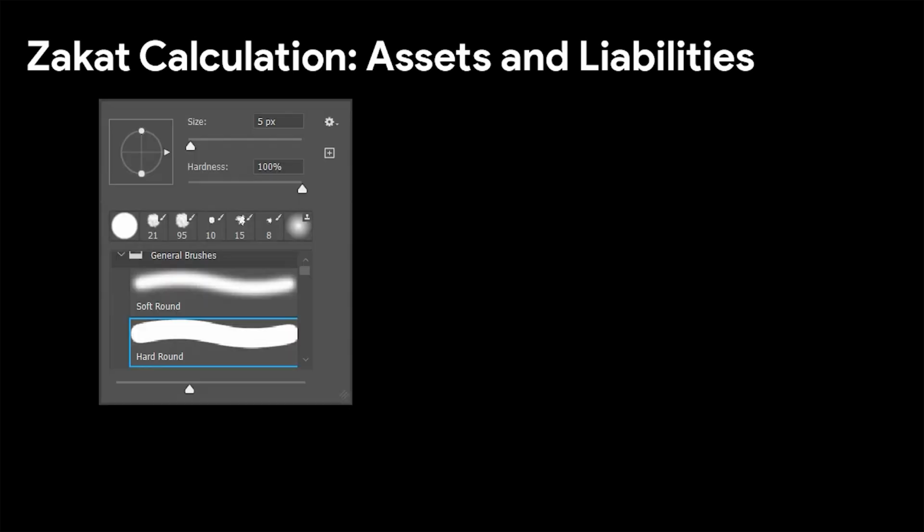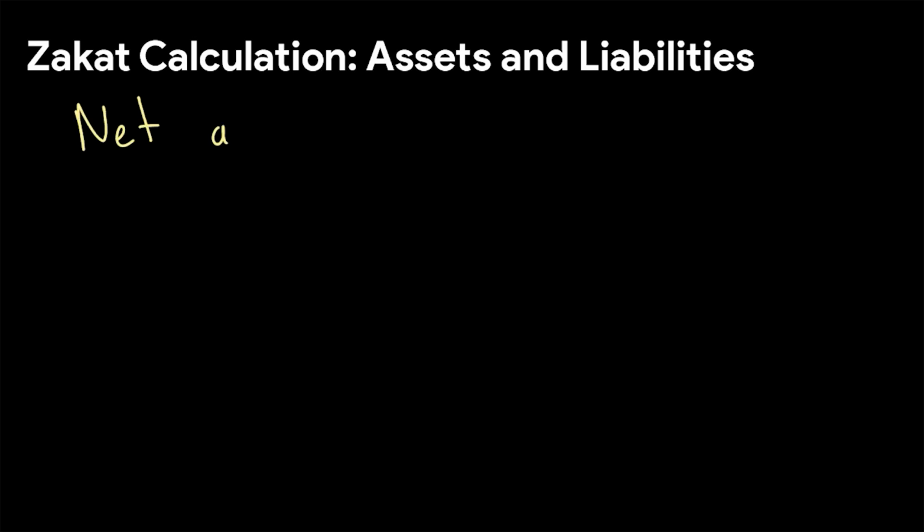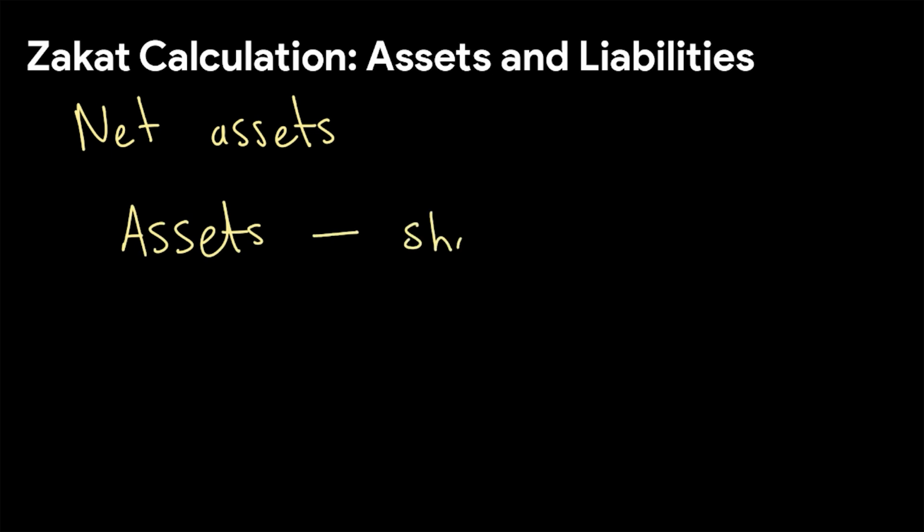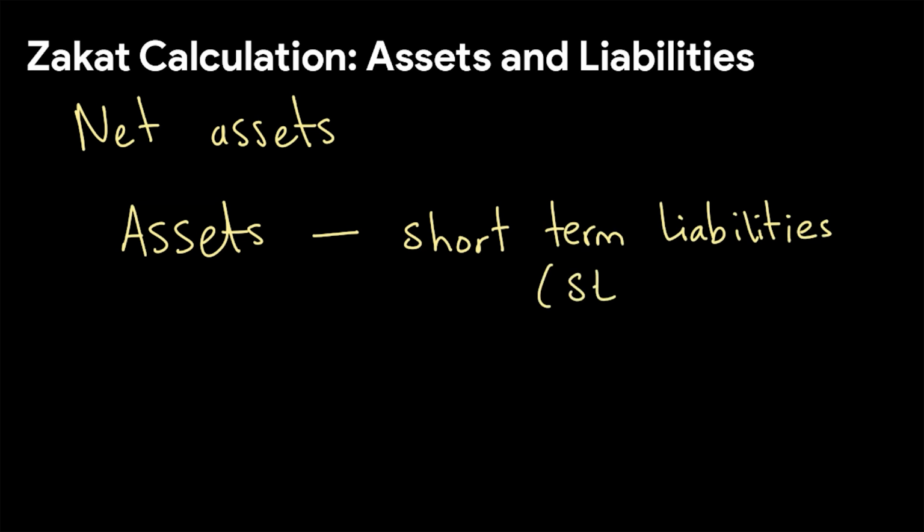So zakat is paid on net assets. What this means is all qualifying assets that you may have, which we will discuss shortly, minus short-term liabilities. We just call this STL. That equals your Zakatable wealth.